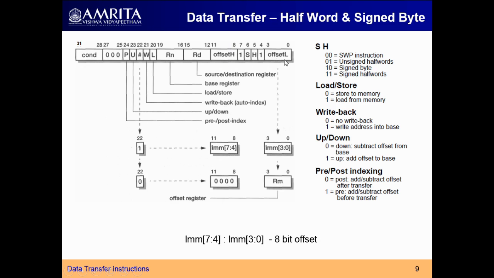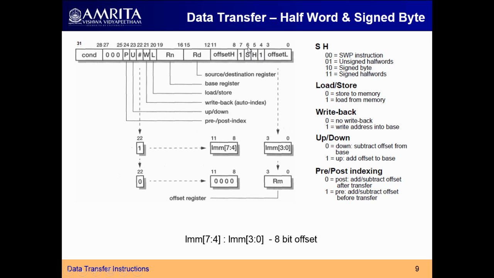But it is split across two positions. Bit number 0 to 3 is used for specifying the LSB 4 bits of the immediate offset. Bit number 8 to 11 is used for representing the MSB 4 bits of the immediate value. That is, bit number 4 to 7 of the offset will be represented here, and bit number 0 to 3 will be represented in bits 0 to 3. Then the next bit will be 1. Again, it is reserved as 1.